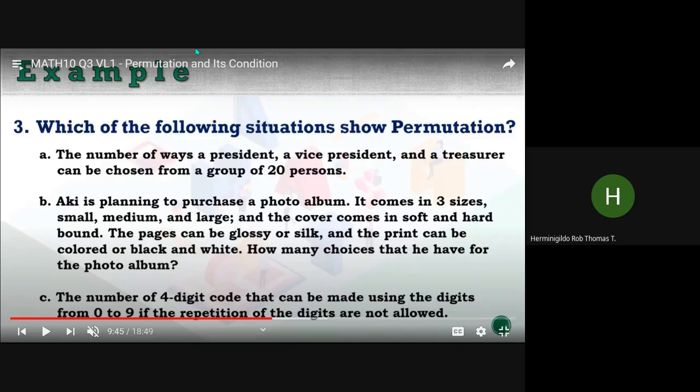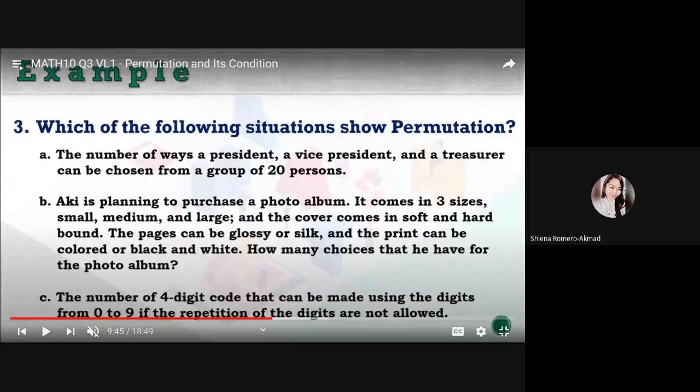Okay. So, as you can see, there are 3 situations here. And all we have to do is to identify which one is the permutation. Is it A, B, or C? So I want you to think of the situation given in each problem, then tell me if it's permutation or not. It's up to you if it's A, B, or C. Then later we will discuss why it is permutation and why it is not.